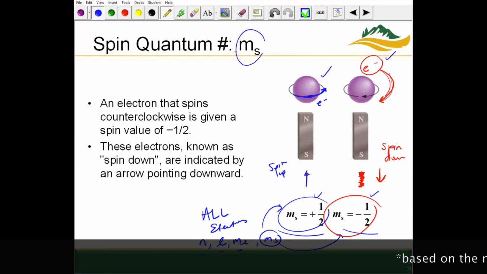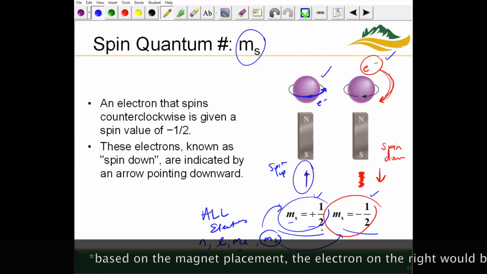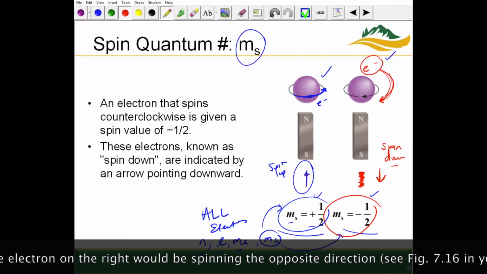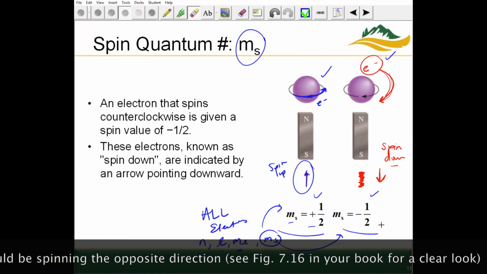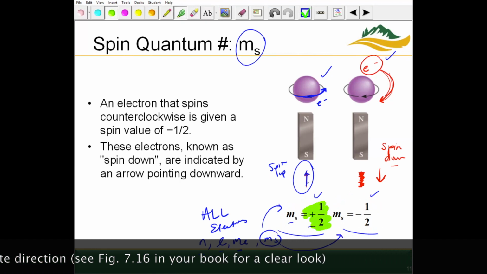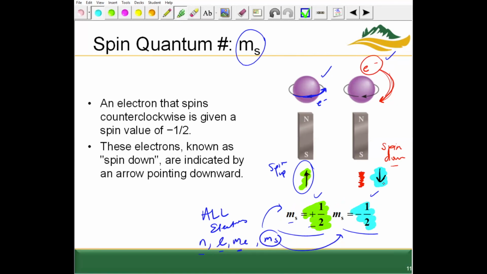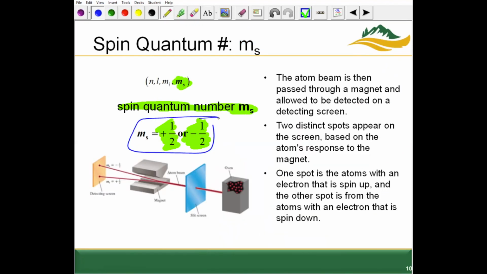For m sub s, it can only be either spin up with an ms value of plus 1/2 or spin down with an ms value of minus 1/2. So plus 1/2 spin up, minus 1/2 spin down. Those are the only two possible values for m sub s. So we know our possible values for m sub s.